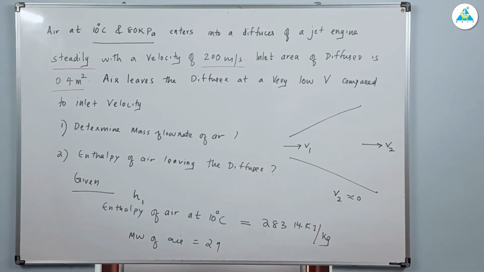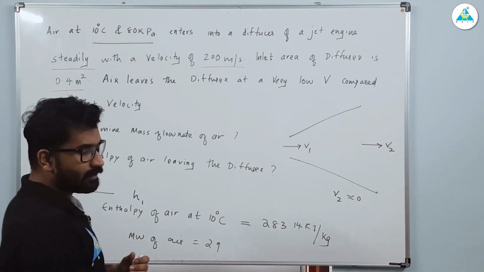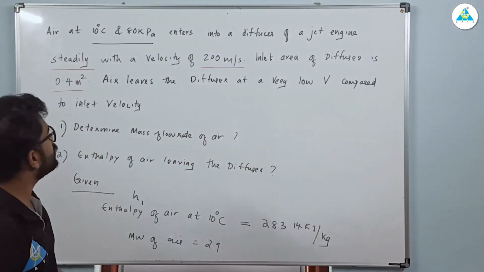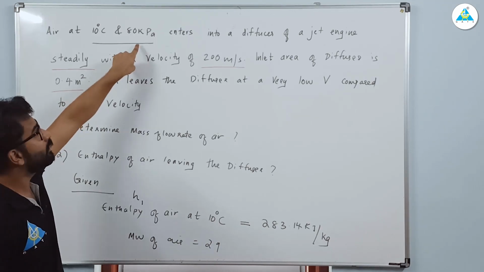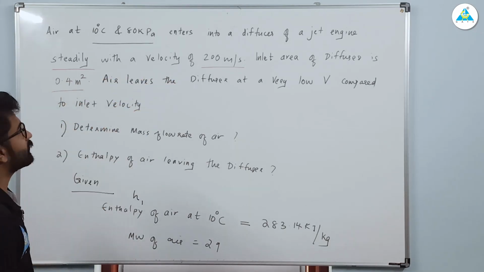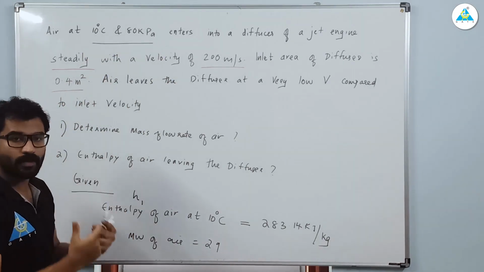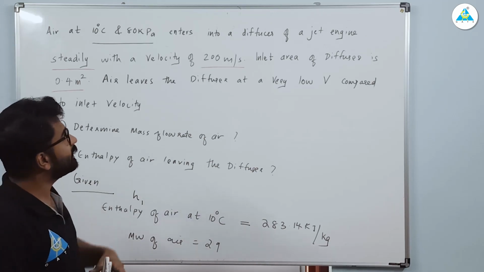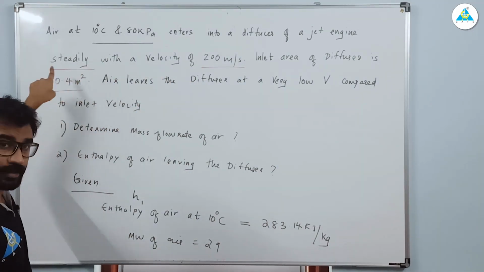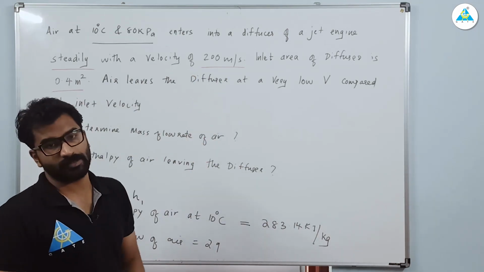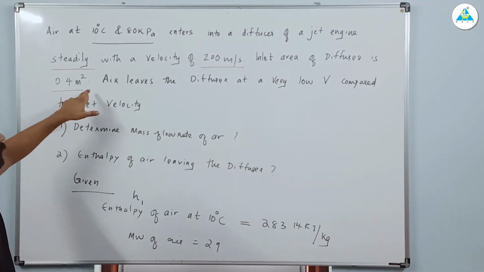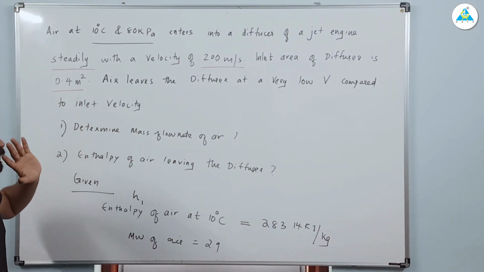I will read the question. Air at 10 degrees Celsius and 80 kilopascal enters into a diffuser of a jet engine steadily with a velocity of 200 meter per second. So you can see 10 degrees Celsius and 80 kilopascal is the air inlet temperature and pressure, and it enters into a diffuser of a jet engine steadily. You have to see steadily also, with a velocity of 200 meter per second. So velocity at the inlet is 200 meter per second. Inlet area of the diffuser is given as 0.4 meter square.